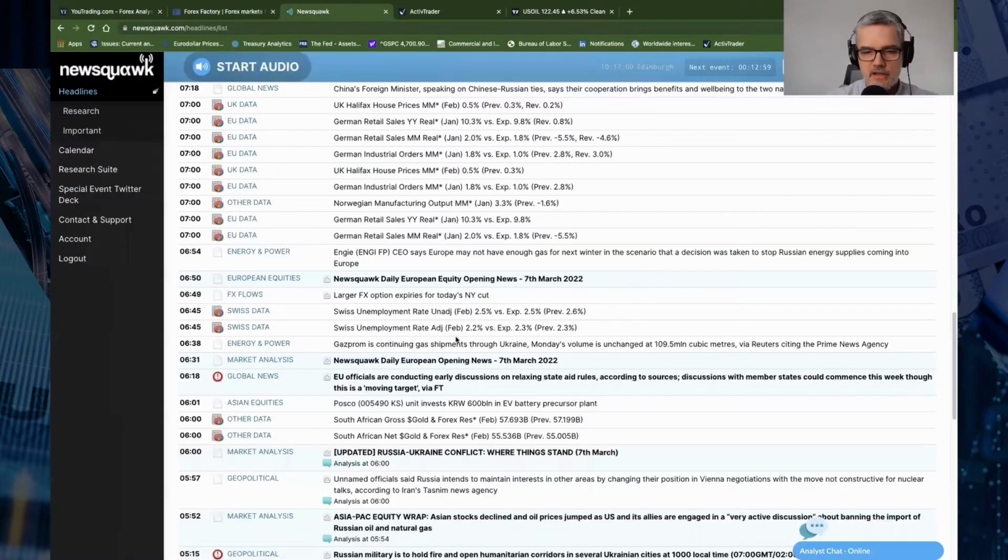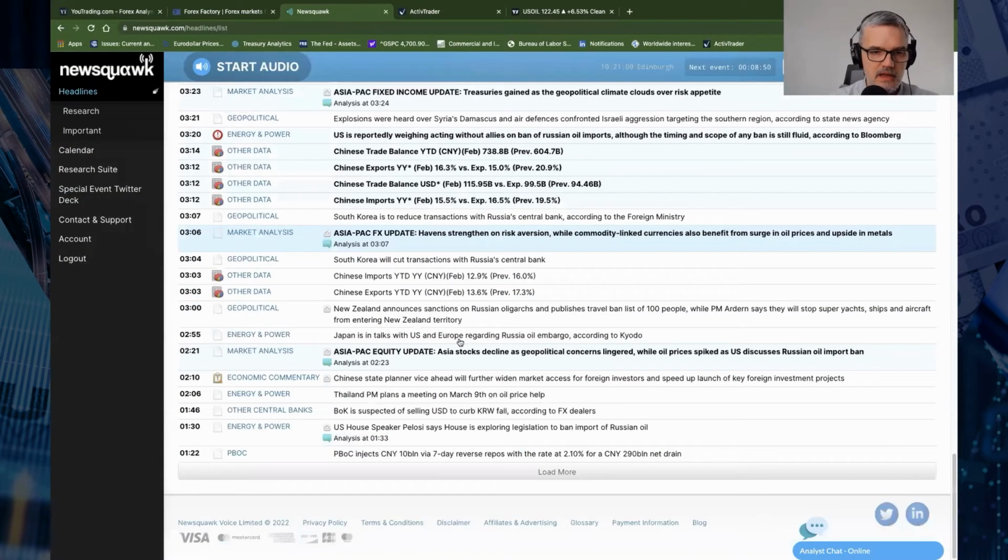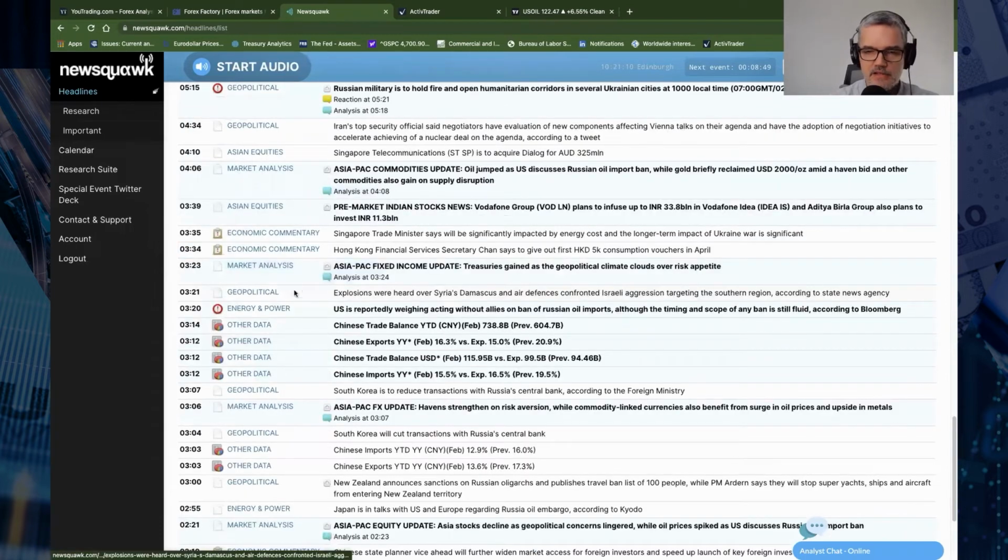Okay, going to the news headlines. If we look here in the overnight session, in the Asia Pacific session, we had Chinese trade balance in US dollars for February come in higher than expected and higher than previous. So $115.95 billion worth of trade. That was basically due to less Chinese imports coming in, and exports, unfortunately, were less than previous, but they did beat expectations.